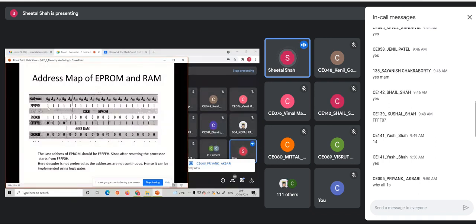Why all ones? As we know, the F0 address should fall in the EPROM. Are you getting this?